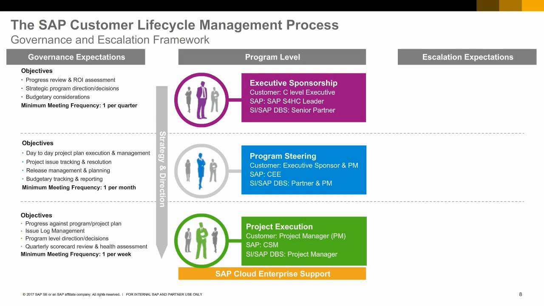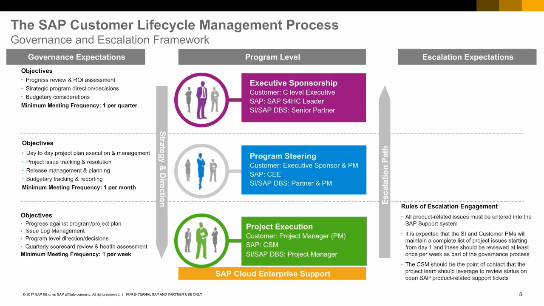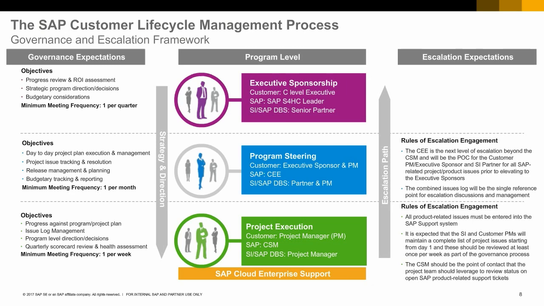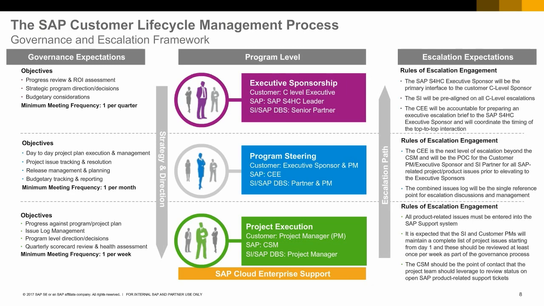The escalation path is bottom up, and the CSM is the central point of contact for all product related issues and is responsible for ensuring that all product issues are entered in the appropriate SAP support system. Further on, the escalation path then follows a clearly defined path upwards as appropriate. With this overall comprehensive framework, roles and responsibilities and governance in place, we ensure that the customer experiences a smooth transition to the cloud and continues to grow with it.